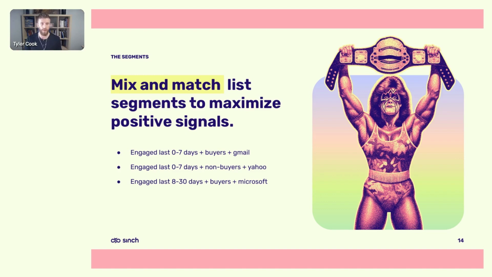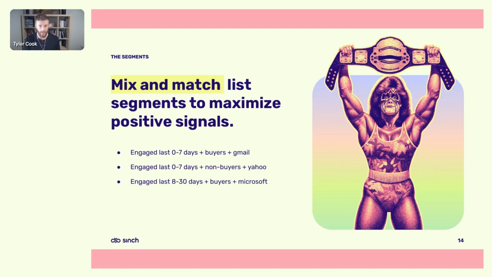The third one here, as an example, engaged last 8 to 30 days, plus buyers, plus Microsoft domain. We know that because they have previous recent engagement and they've taken a positive action already, and by using Mailgun Optimize, we've been able to see that our emails are already getting to that inbox. We're able to maximize the chances of us gathering a positive signal.